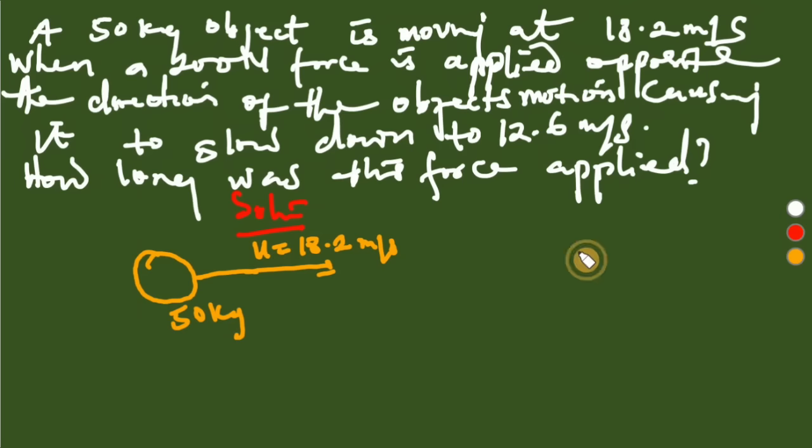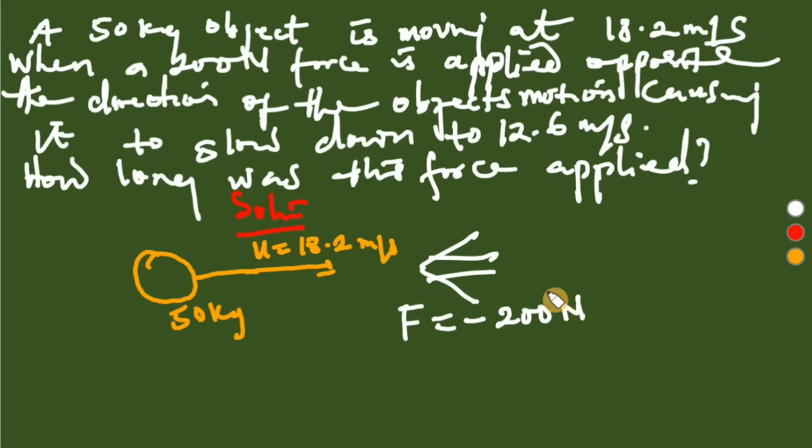So if a force F of 200 Newton is applied, of course this will be opposite to the direction of this motion, so it will be negative 200 Newton, causing it to slow down to 12.6 meters per second. Of course this becomes the final velocity. The question says, how long was this force applied? So this is asking about the time.